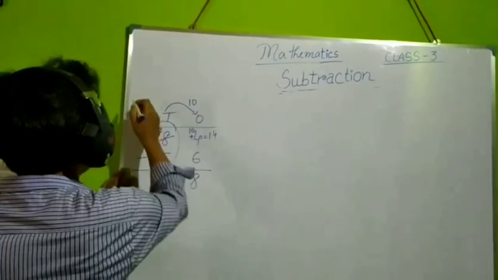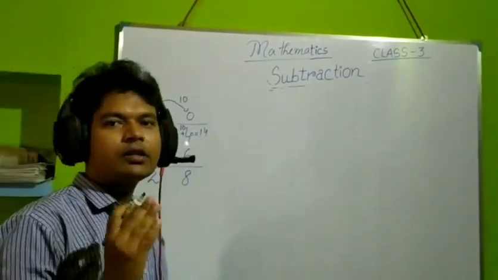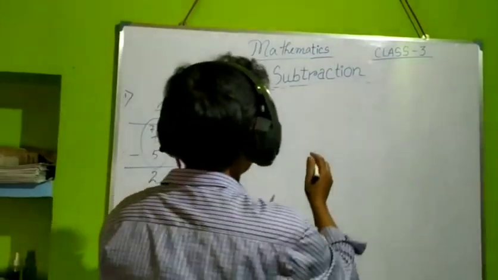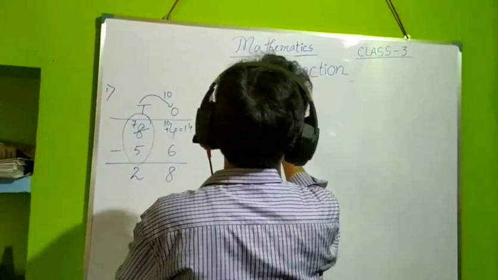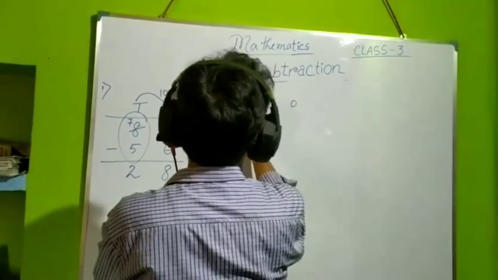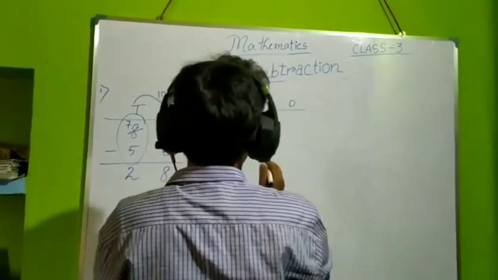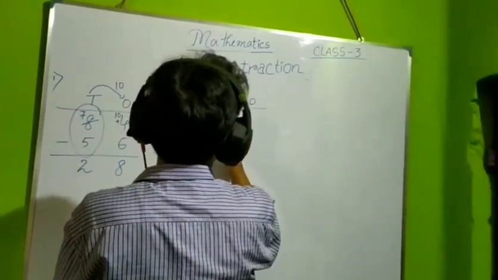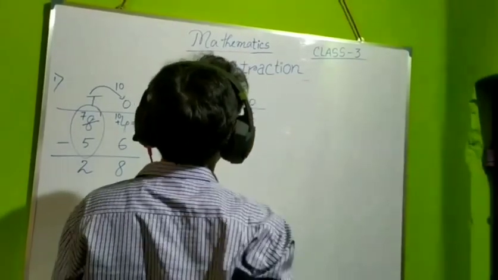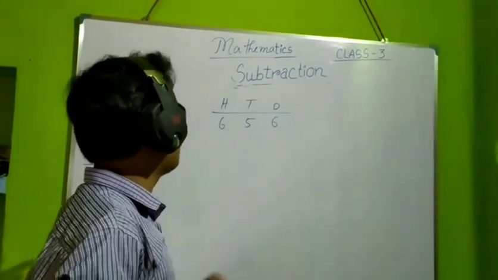Now that is the first number. Now we will take a 3-digit number. So at first you write down the places: ones, tens, then hundreds. Okay. Now you write down any 3-digit number, such as 656. Now you take another number which is smaller than this number. Okay.